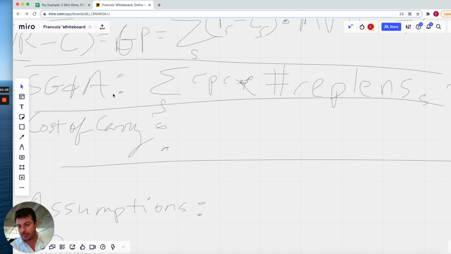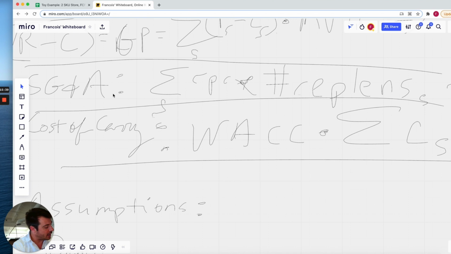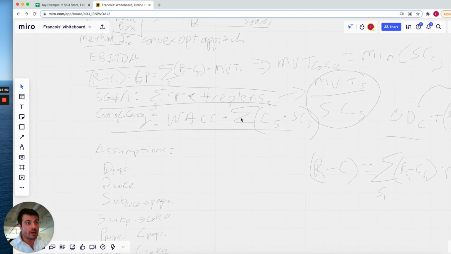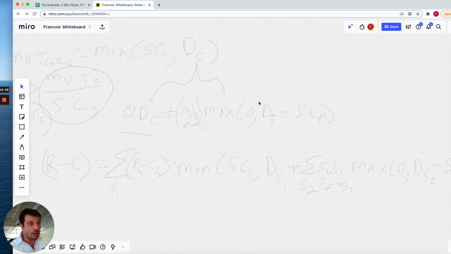And so this one is pretty simple. This is just the sum over all my SKUs. This is equal to the weighted average cost of capital times the sum over all my SKUs of the cost of each SKU times the amount that I have of that SKU, which right now is the shelf capacity of that SKU. There's no back stock, there's no top stock in this naive example. So there you go. We have this term here, we have this term here, and we have this long term here.